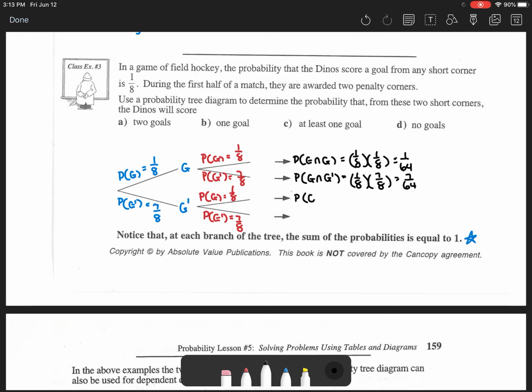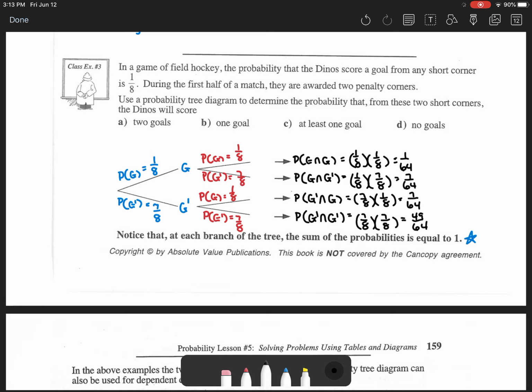Okay, the next path in this tree diagram would be the probability of not scoring a goal and then scoring a goal. So that's going to be 7/8 times 1/8. Okay, same calculation as up above. We're multiplying the same 2 fractions together. So 7 out of 64. Okay, and the last pathway here will be the probability of not scoring a goal and then not scoring a goal again. So that's going to be 7 out of 8 times 7 out of 8. Okay, so 49 out of 64, and there you go.